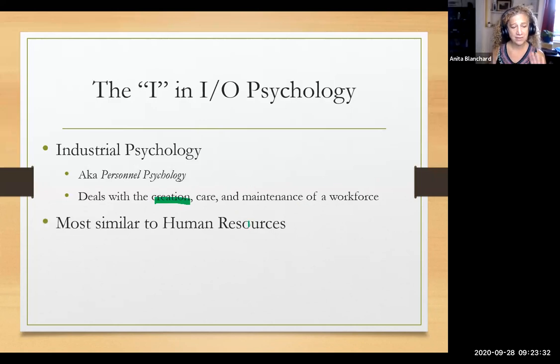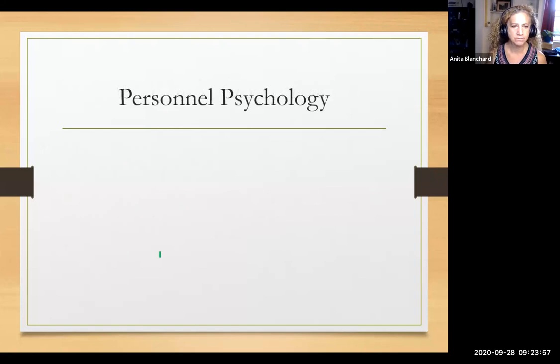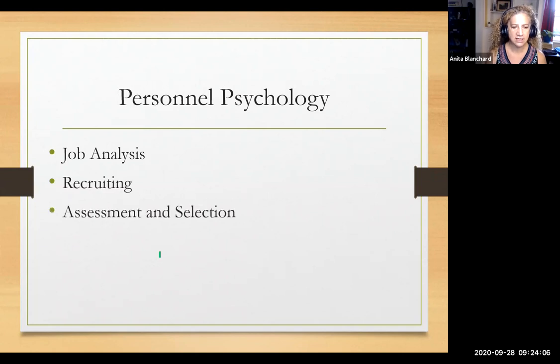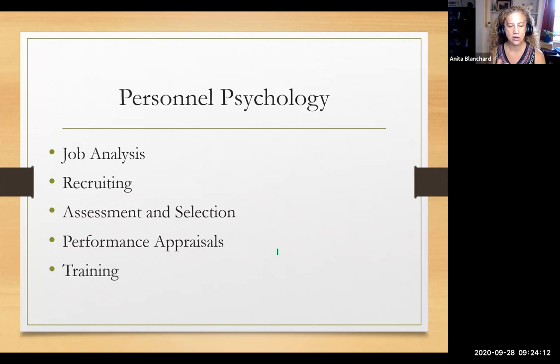Again, industrial psychology is the most similar to human resources and is most taught in business schools, although certainly the O is more organizational behavior. It's a little bit different than human resources, but we've already talked about that in our first week of class. Personnel psychology, industrial psychology, and human resources often consider job analysis, recruiting, assessment and selection, performance appraisals, and training. Training is the link that takes us over to organizational psychology. This should all be familiar information to you, hopefully.